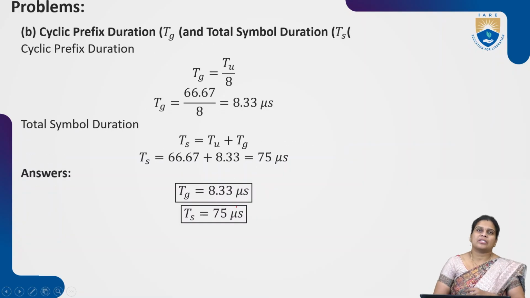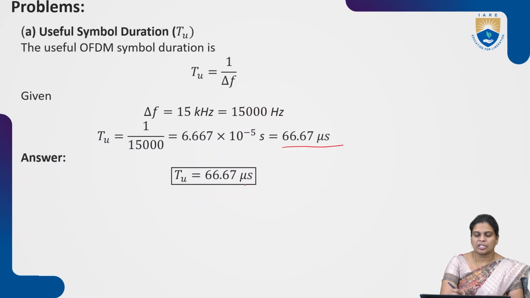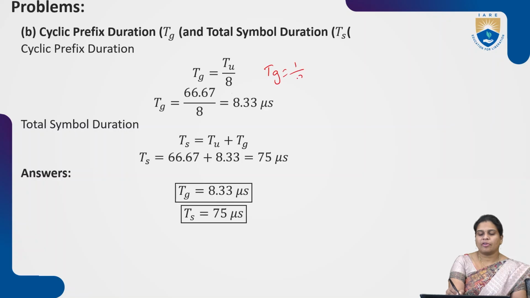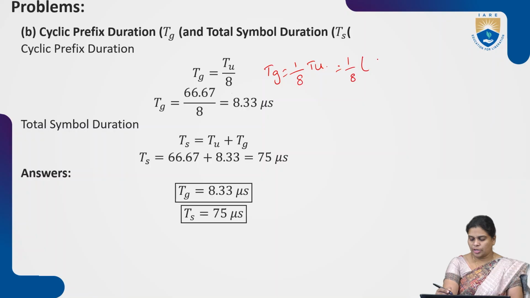Next one, how to find out the cyclic prefix duration. That is the TG, the total duration TS is there. Now find out the cyclic prefix duration TG equal to TU by 8. TU equals 66.67, so TG equals 1 by 8 into TU, which is 66.67 by 8. That is 8.33 microseconds.